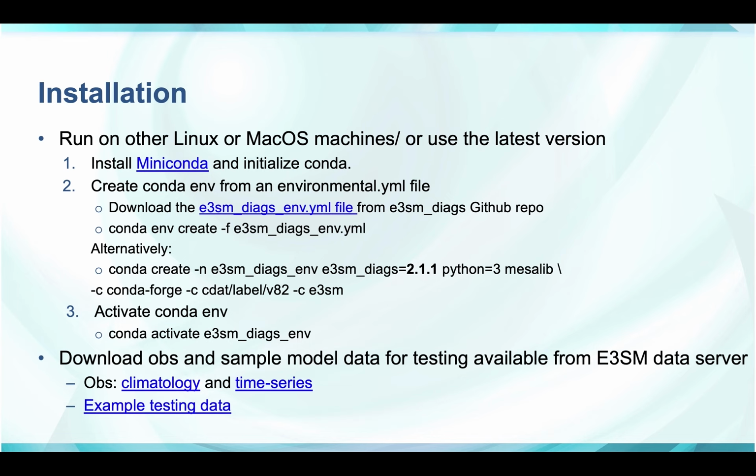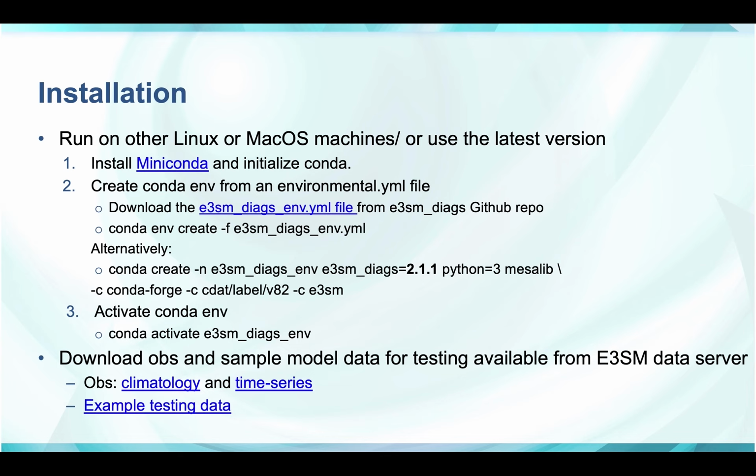For users who want to run on other Linux or Mac OS machines, or would like to install the latest version of E3SM Diagnostics that is not yet supported within E3SM Unified, here are the instructions. The first step is to install Miniconda and to initiate the Conda environment. If you haven't installed Anaconda, Miniconda is a light version of Anaconda and only includes Python and some basic packages. Therefore, it takes smaller space and is faster to install.